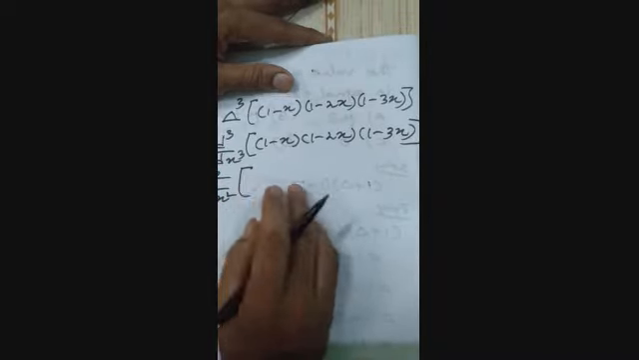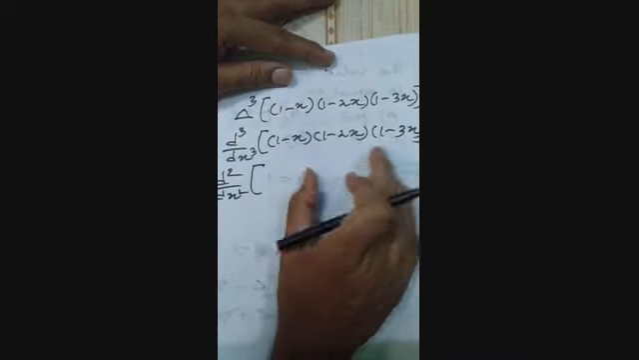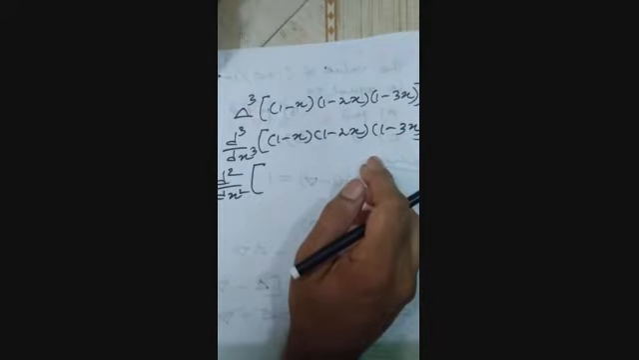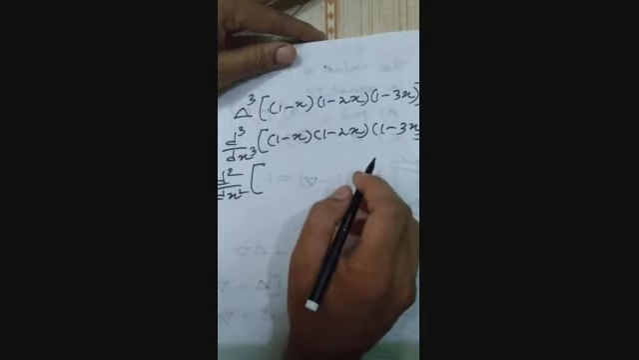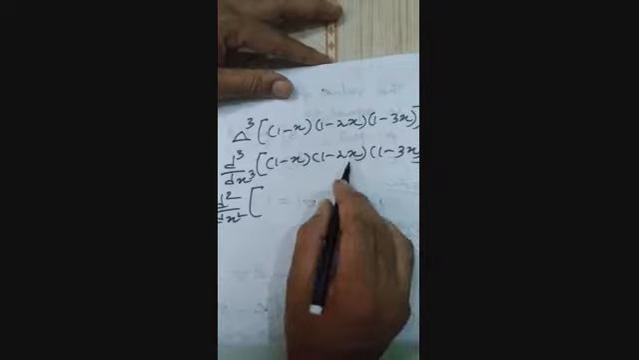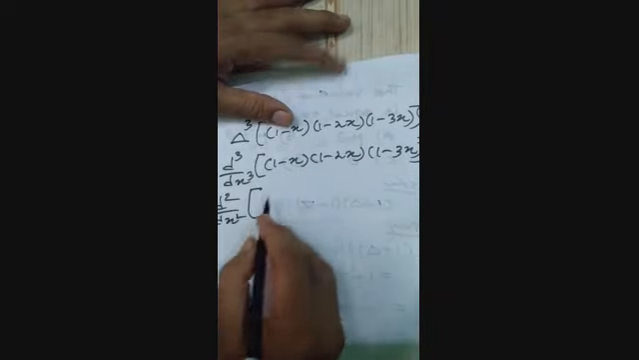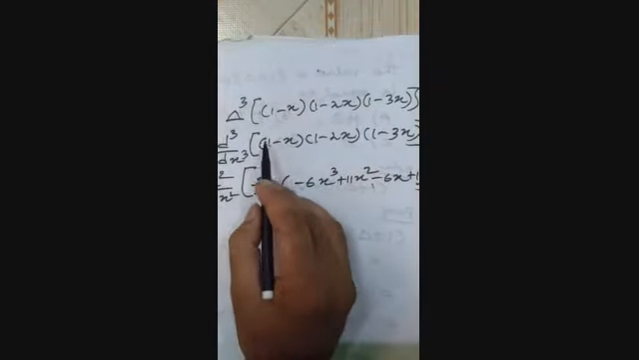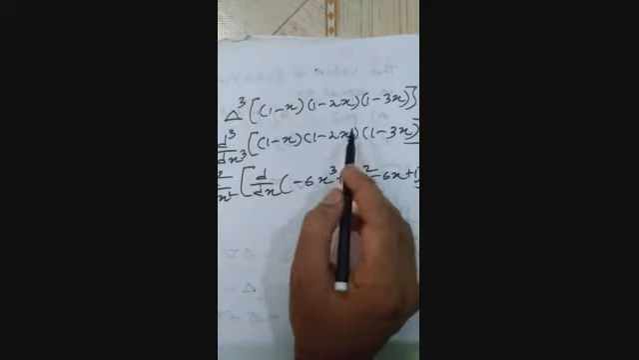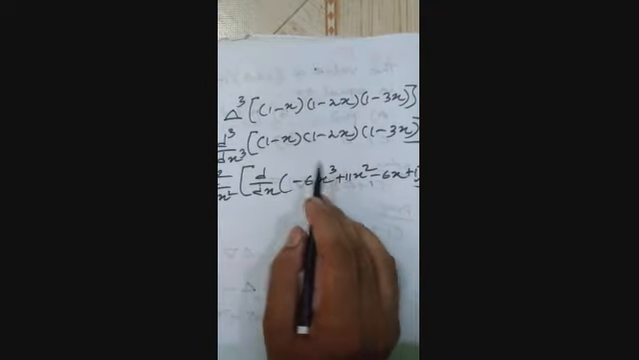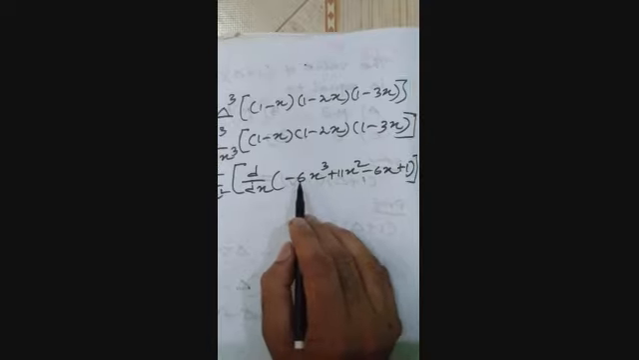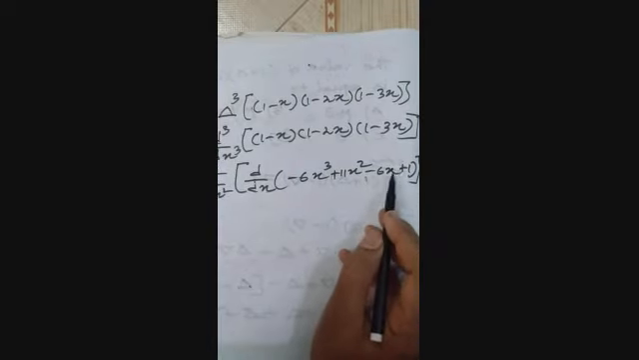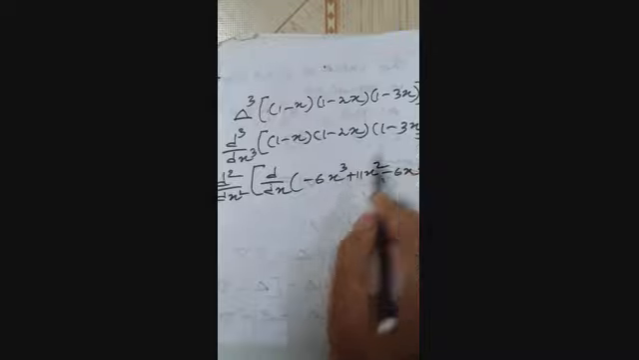d square by dx square. First I am going to differentiate these terms. For better results we simplify this first, and then differentiating will be easier. The term-wise multiplication, after simplification, we are getting minus 6x cube plus 11x square minus 6x plus 1.